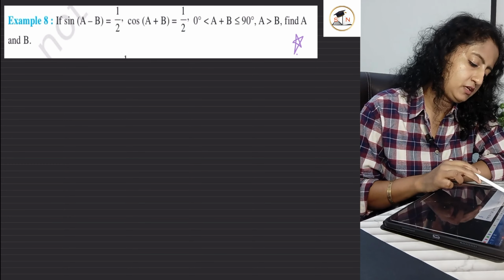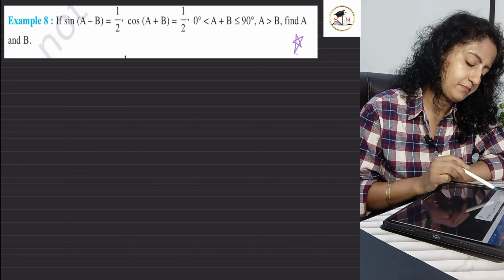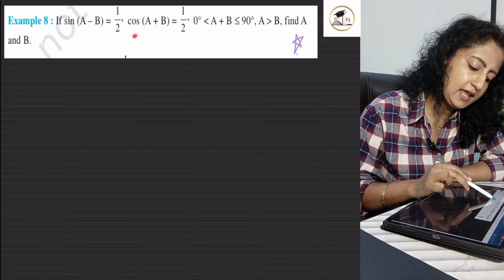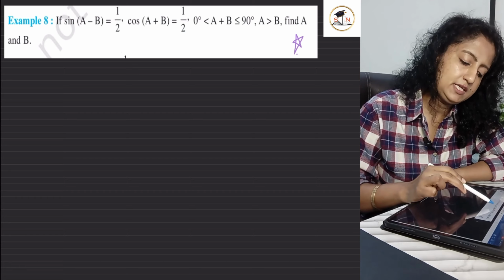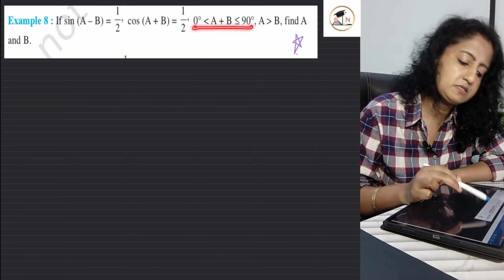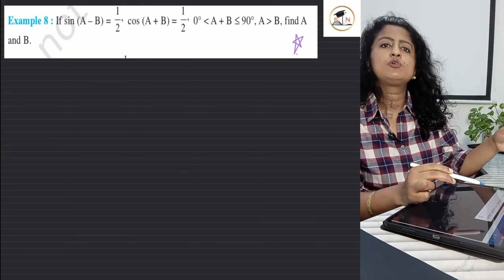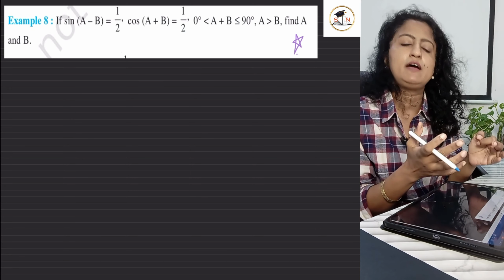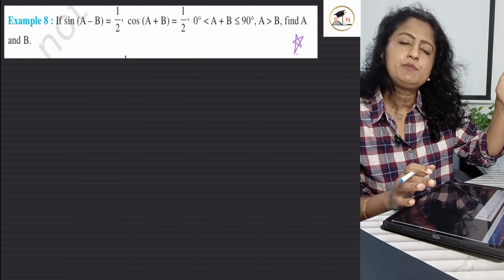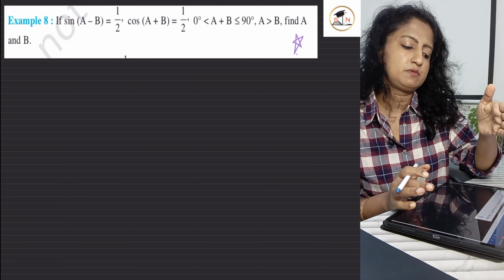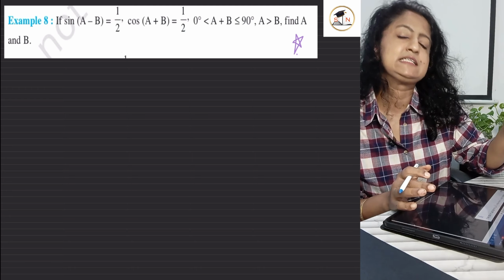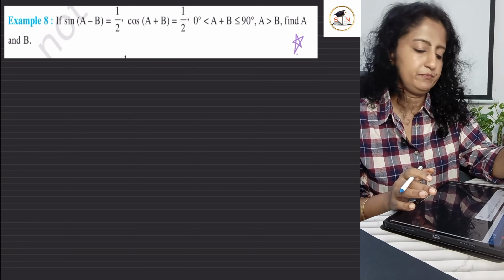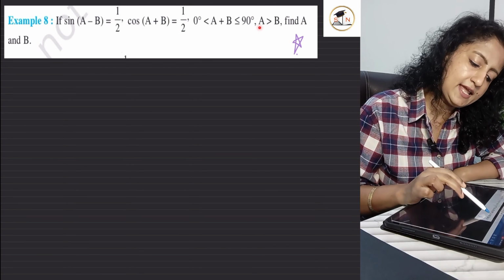Okay. Now, starting with this question, what does this question say? We are having sin(A minus B) as half, cos(A plus B) as half. Okay, ये क्या है? This is A plus B ranges from 0 to 90. यहाँ पे आपको एक range given है. मतलब A plus B की collectively value, sum की value, it can be greater than 0 and it can be as maximum as 90. Also, we are given that A is greater than B.